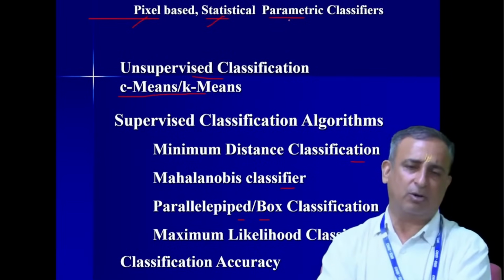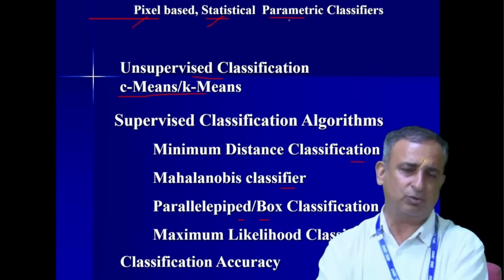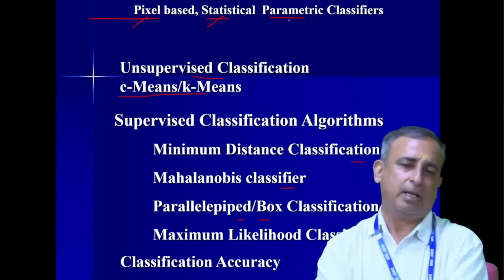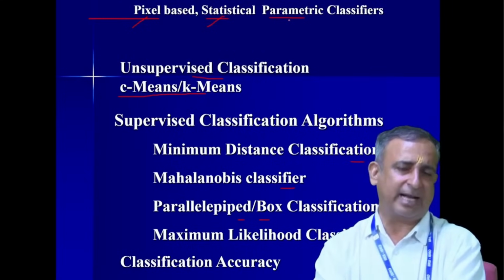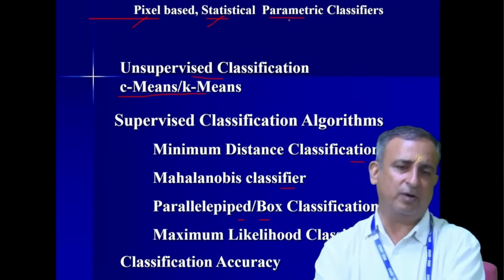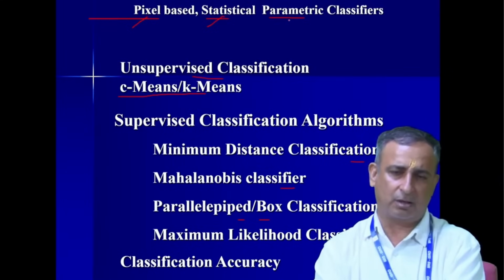Tomorrow, I will talk about the classification accuracy. That means using these algorithms, we have generated the thematic map, and the question is, what is the accuracy of this thematic map? For that, we have to apply the classification accuracy method, and the method developed is called the error matrix or confusion matrix. So tomorrow we will learn about the confusion or error matrix.